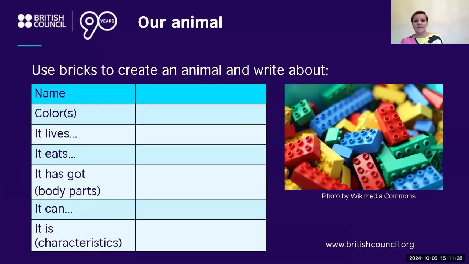Our animal is an idea I learned about in a webinar. I did this lesson with 9-year-old students. They use bricks to create an animal and write about its name, colors, where it lives, what it eats, what body parts it has got, etc. If you can't find bricks, you can use different kinds of waste material and have a recycled animal.